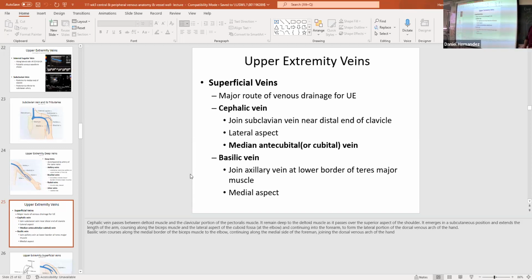The cephalic vein joins the subclavian vein near the distal end of the clavicle, and it runs along the lateral aspect of the arm. So it's seen along the outside of the arm, connects to the subclavian, and goes all the way down the arm towards the wrist. So it is a fairly long vessel. The basilic vein can be seen along the medial side of the arm. It joins the axillary at the lower border of the teres major muscle, and is seen along the medial aspect of the arm, in the medial upper arm as well as the medial forearm.